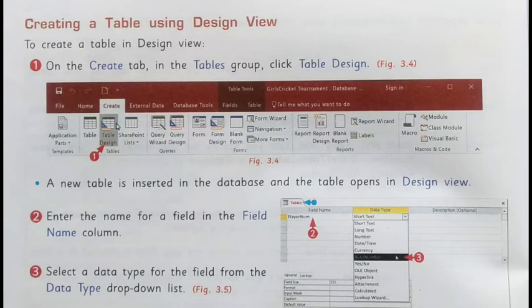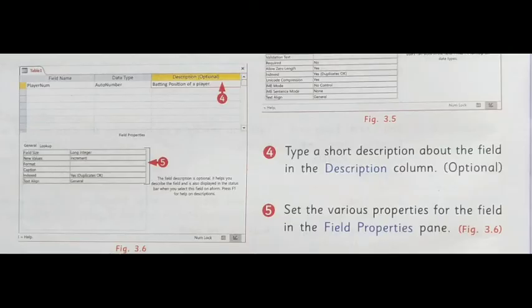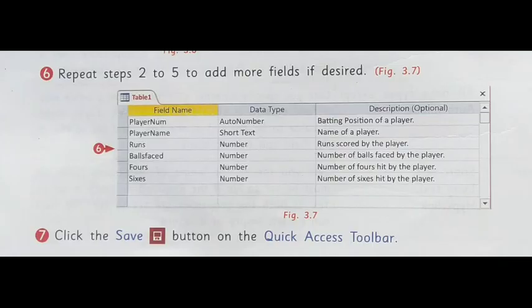Then select a data type for the field from the Data Type drop-down list. Then type a short description about the field in the Description column. Then set the various properties for the field in the Field Properties pane. Repeat steps 2 to 5 to add more fields if desired. Click the Save button on the Quick Access toolbar.